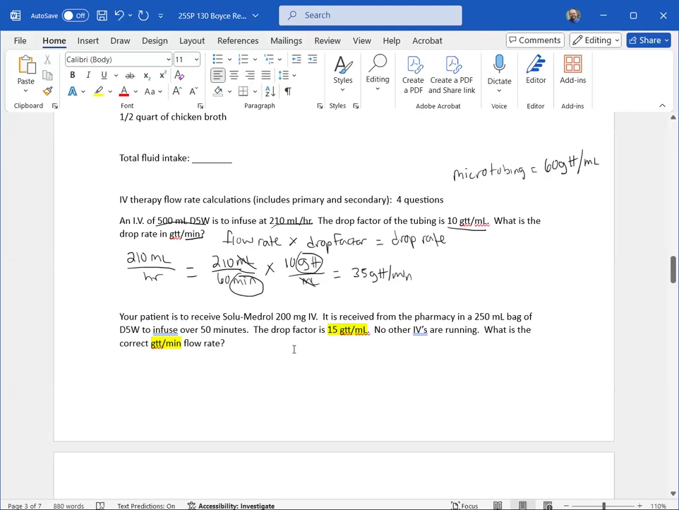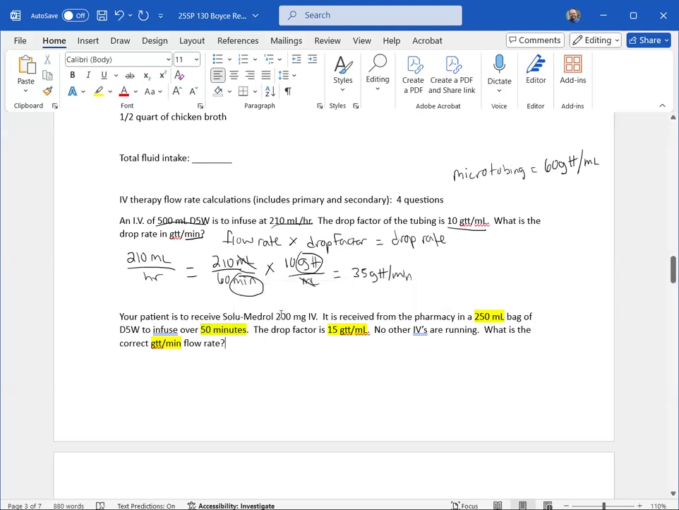The other piece of information I need to know is my flow rate. So when it says your patient receives Solumedrol 200 milligrams IV, is milligrams a volume? It is not. But what is a volume? 250 milliliters. That's our volume. And our time, 50 minutes.